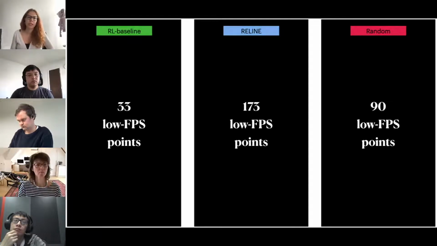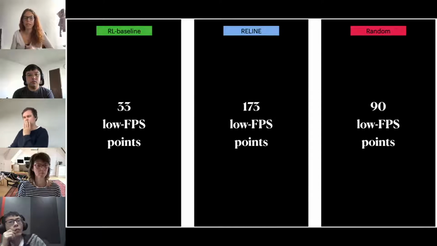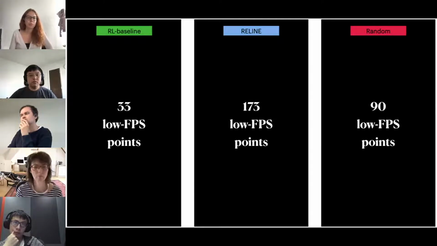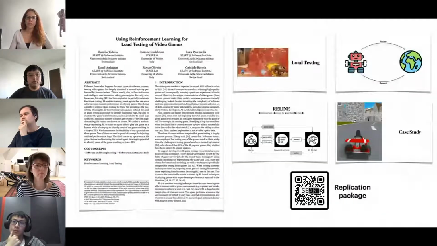But the problem with the random agent is that since it is not able to play, it finds low FPS points in the first part of the track only. And moreover, sometimes it goes and spots low FPS points in areas of the game that are unlikely to be explored or considered by a human player. So with this, I conclude my presentation, and thank you for your attention.